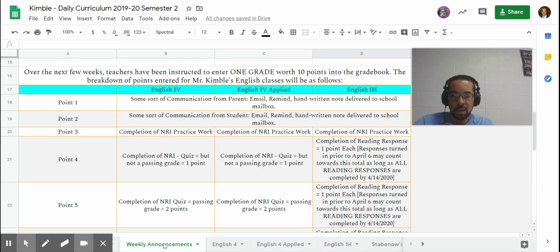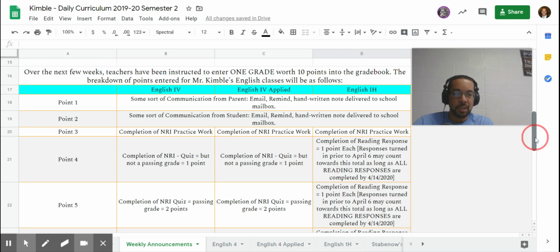So let's talk about points. How am I going to divide up those 10 points? Parents and students, you will get points. Students will get the points if you communicate with me. So parents, if you email me, send me a Remind message or some kind of a handwritten note that gets sent to the school mailbox, that's perfectly fine. Students, same thing. As long as you are communicating with me, you will get 1 or 2 points. 1 point for parent, 1 point for student, 2 points total. If you are completing your No Red Ink practice work, then you are going to get an additional point. So that would be 3 points total possible up to that point.